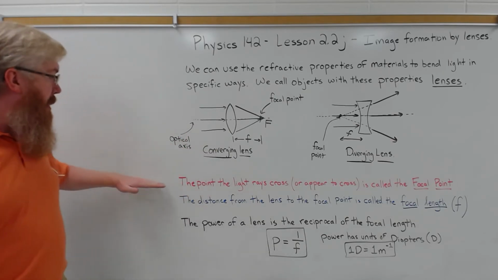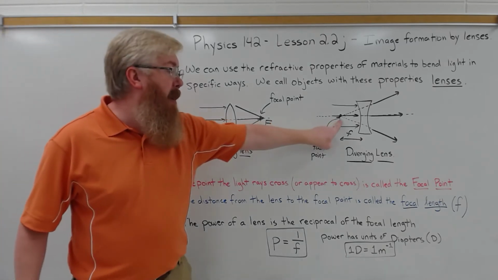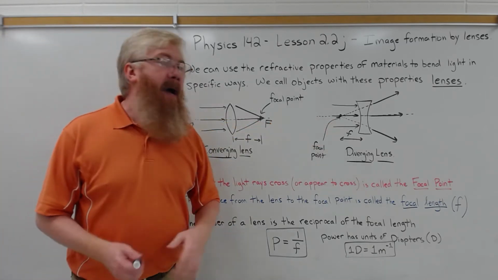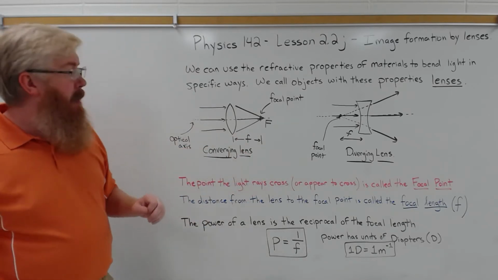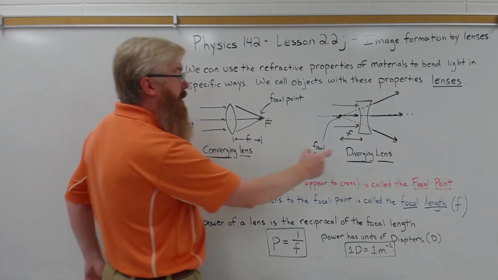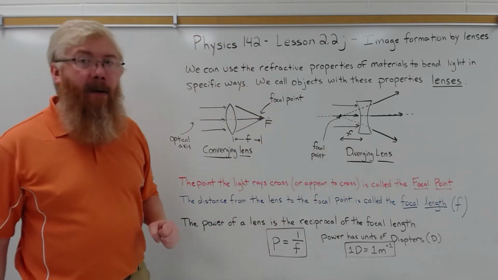Now, again, the point of light where rays actually cross, or they appear to cross, is called the focal point. And that focal point is some focal length away from the lens itself. So that distance, that focal length distance, will become important when we solve problems in geometric optics.